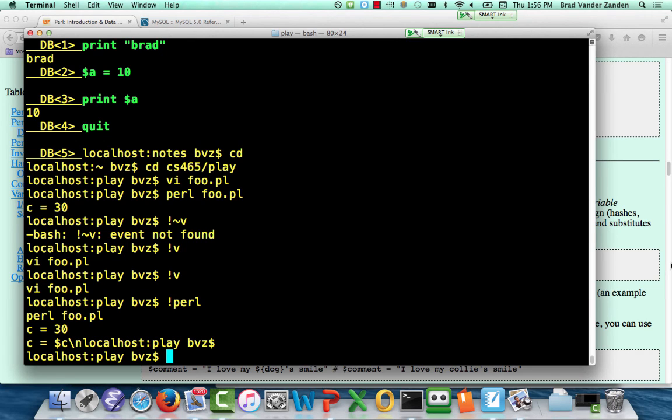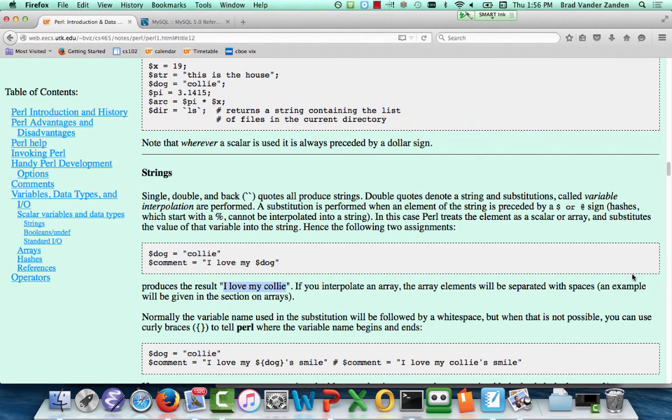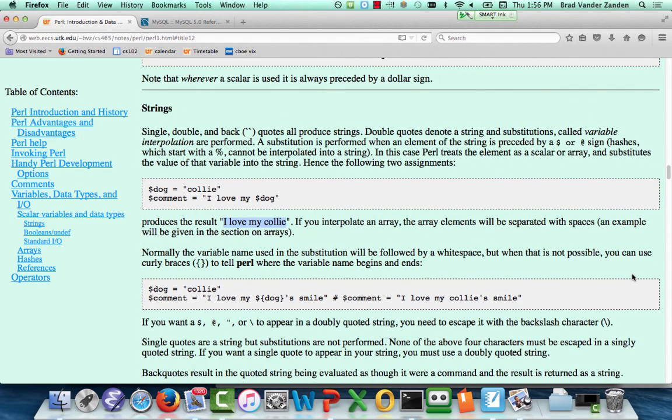So you can interpolate scalars, you can interpolate arrays, you can interpolate values of hash tables. I see my time is up. So before you do today's quiz, read the notes. They're not hard. They're pretty straightforward.